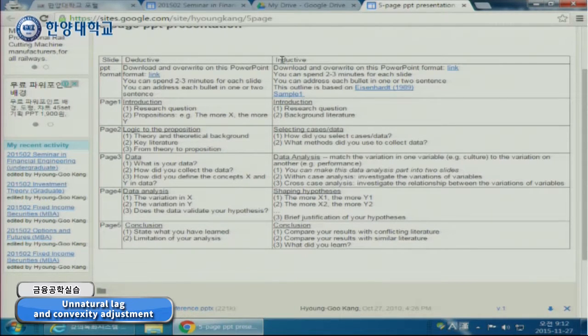There is another way, the inductive way. Introduction, research question, background literature. And then it is inductive, so you go directly into the data. How did you select your cases? What method did you use to collect data? And then you go to data analysis. Match the variation in one variable and the variation in another.